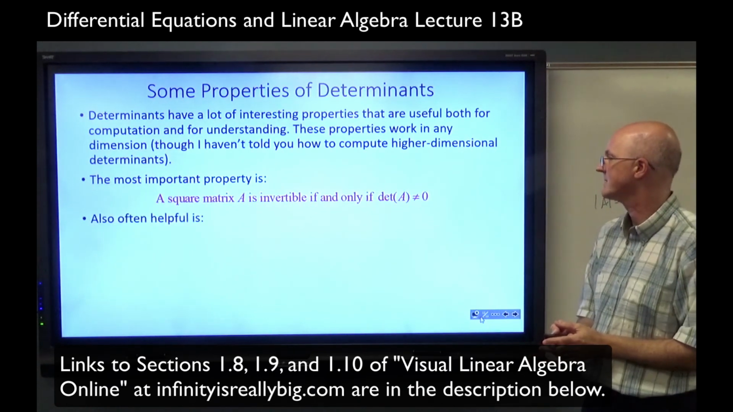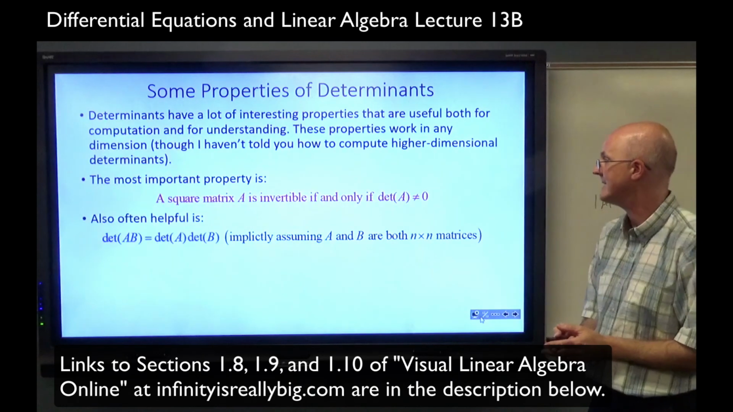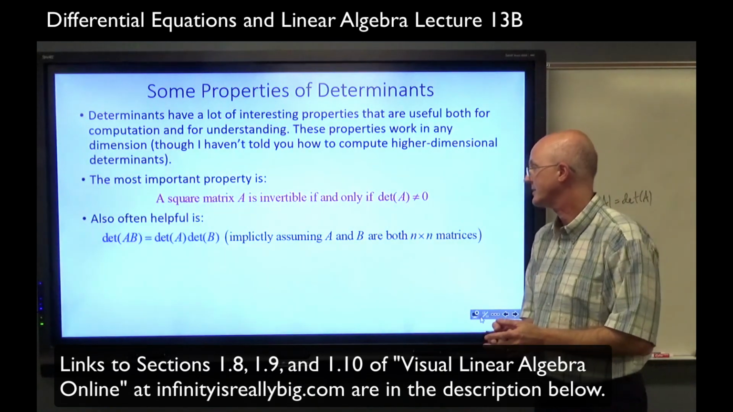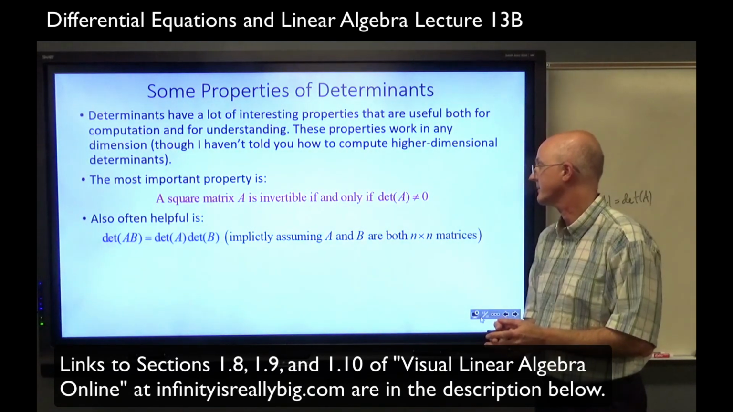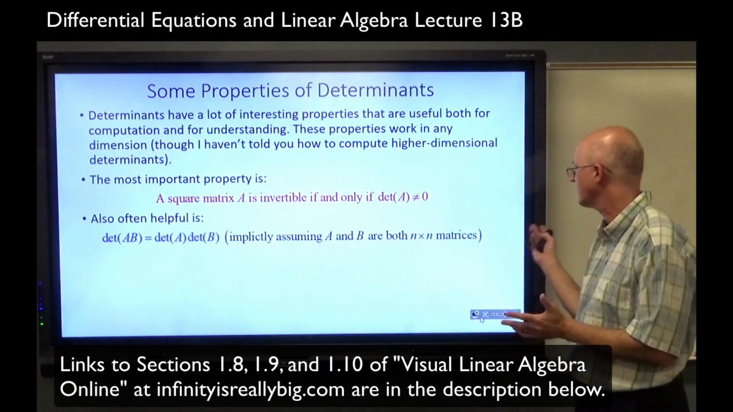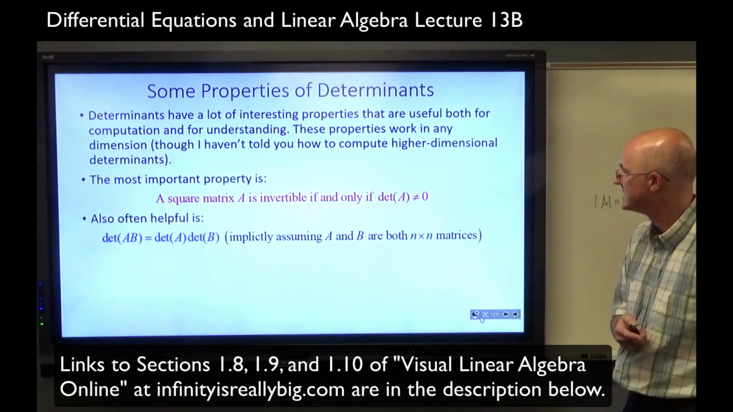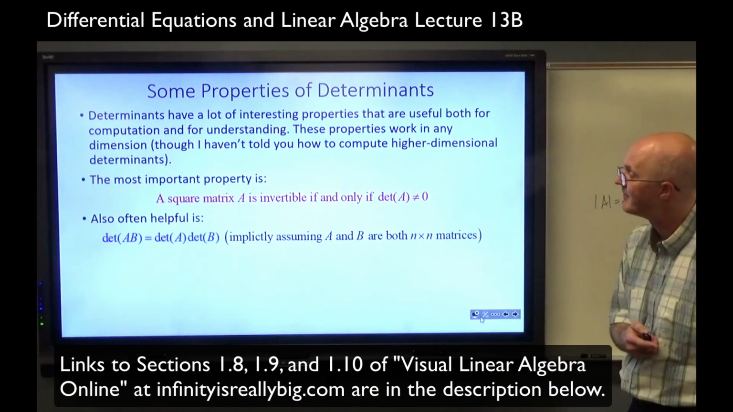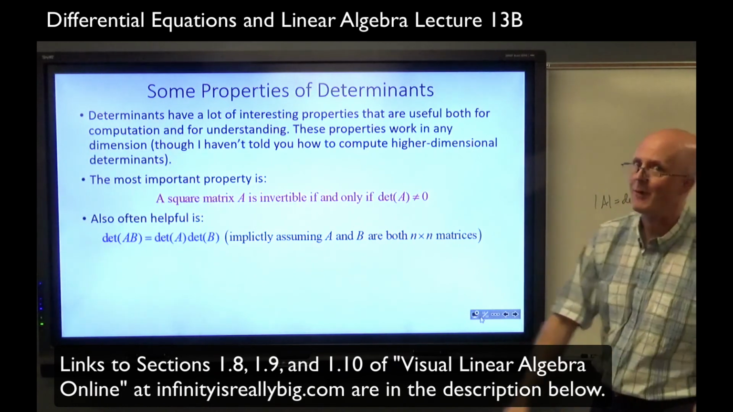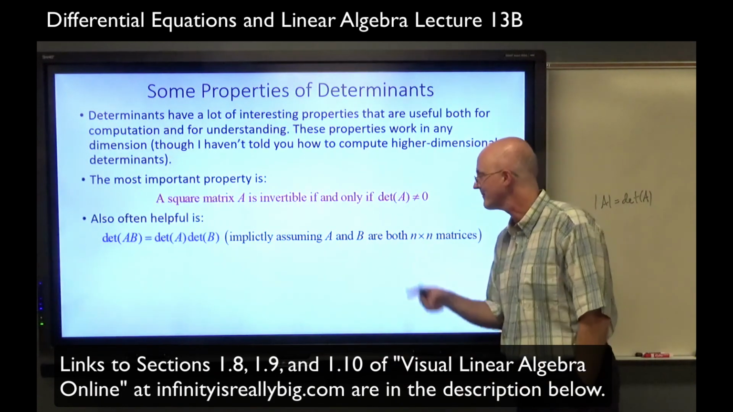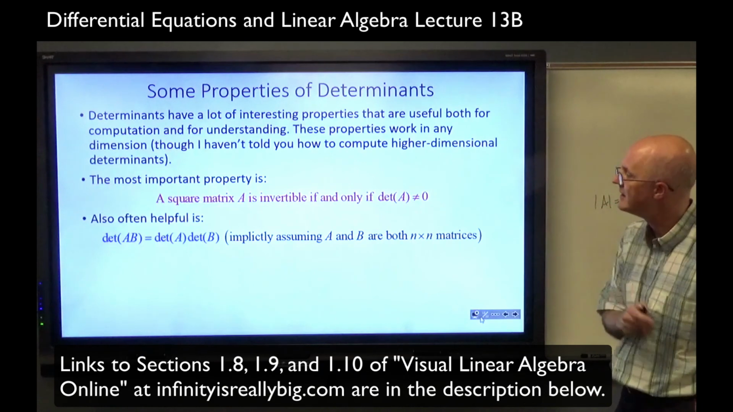Also often helpful is the fact that the determinant of a product A times B is the product of the determinants. Determinant of A times the determinant of B. I'm implicitly assuming A and B are both n by n matrices here. Square matrices with the same dimension. Though by writing this, I guess I'm explicitly saying it, but I wanted to say it that way.